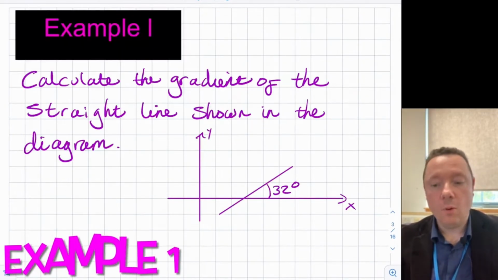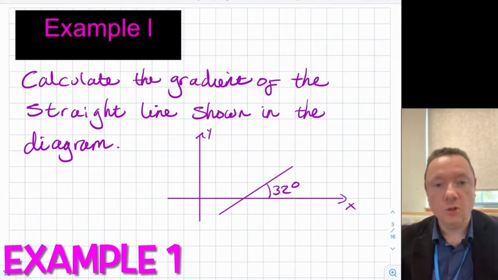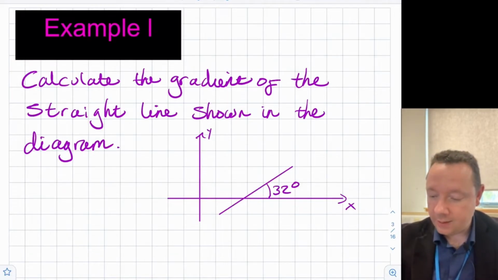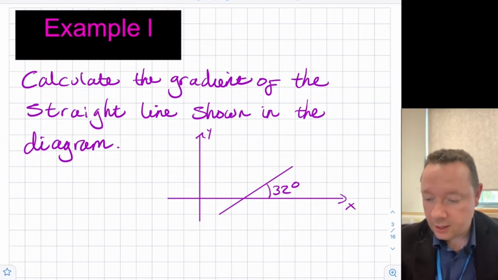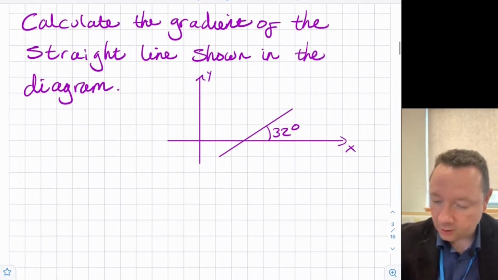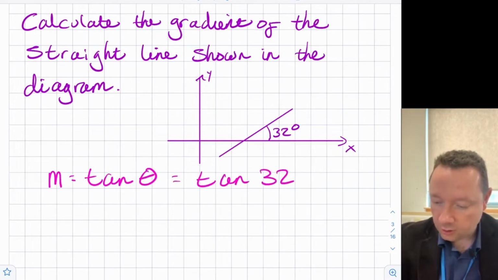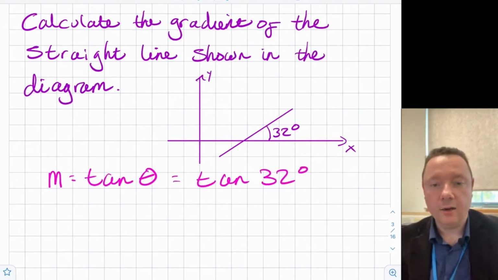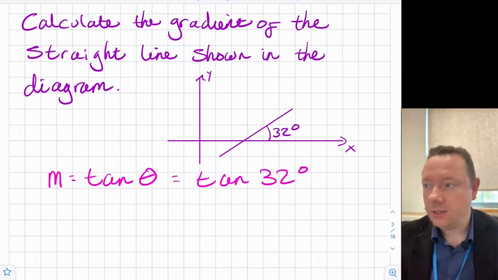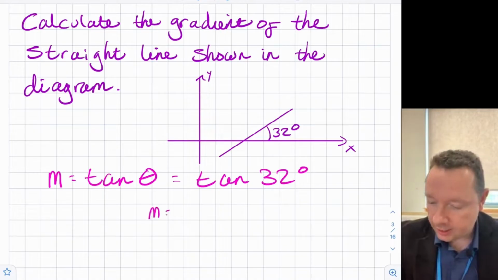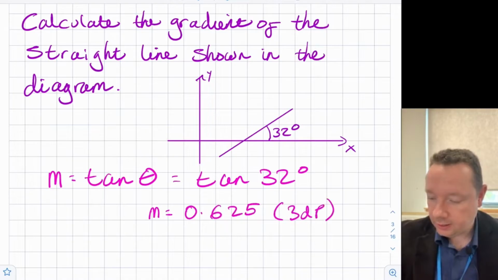Okay, example 1 says calculate the gradient of a straight line shown in this diagram. So we've got a simple diagram, a straight line, and we've got an angle of 32 degrees and we have to calculate the gradient. So we should be able to right away write down that the gradient equals the tan of the angle. So that's equal to the tan of 32 degrees. So we'll need to get a calculator and work that out. So our calculator tells us that the tan of 32 degrees is 0.625 to 3 decimal places. So our gradient is 0.625 to 3 decimal places.